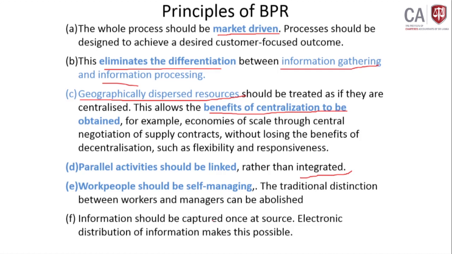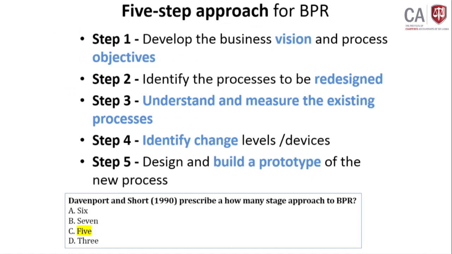Information should be captured once at source. Electronic distribution of information makes this possible. Okay, so I explained the principles of business process reengineering. We conclude this session with this slide, and in the next session we will start with the 5-step approach for BPR and complete chapter 8.